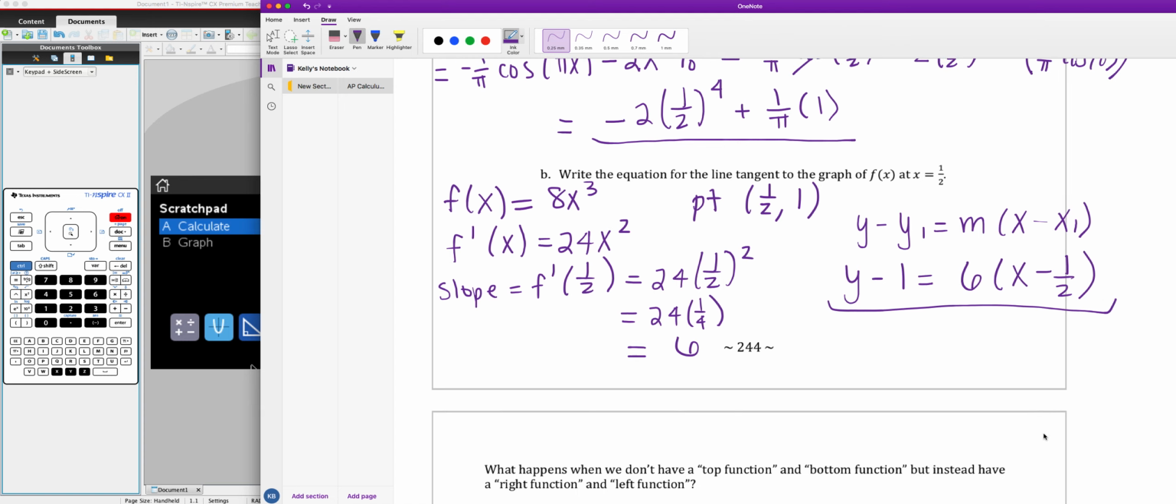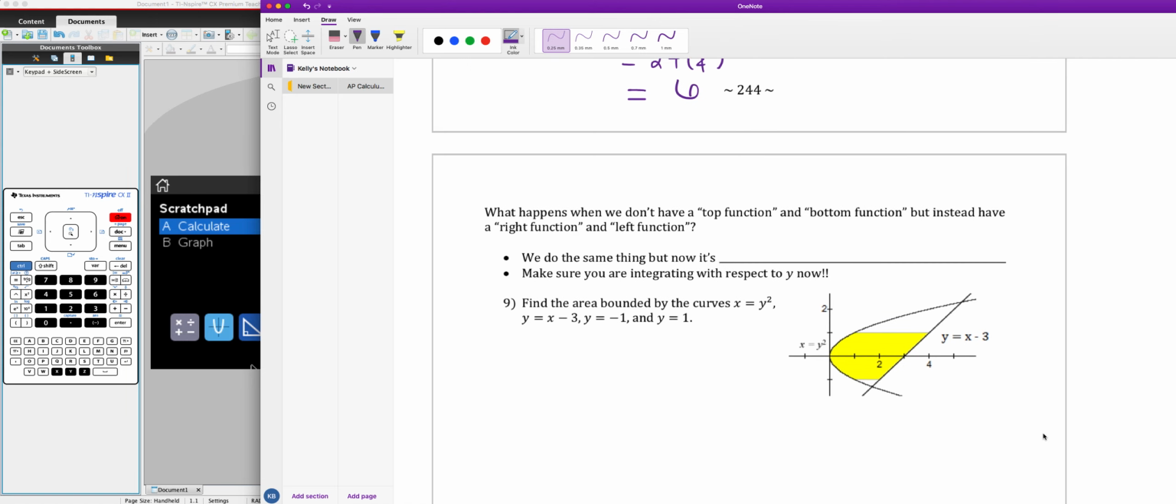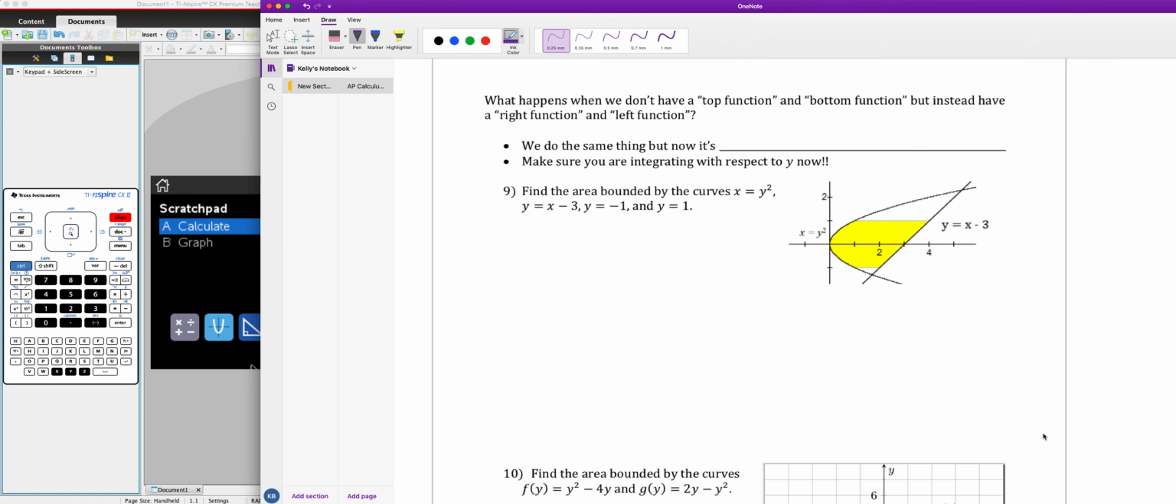Okay, let's look at kind of a different type of graph here that we have. So all of the examples we've seen so far, the 4 in the first video and the 2 we've looked at now, we had a top function, we had a bottom function. But that doesn't always have to happen. Sometimes we can have a right function and a left function like we have in this picture. So if I look at this example here for this picture in example 9, we're trying to find the area of this yellow region.